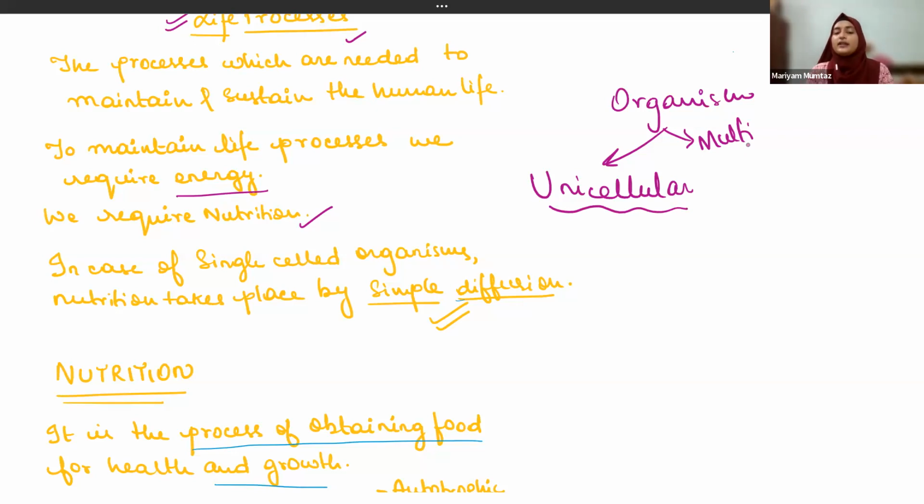So now, in the case of unicellular organisms, the organisms that have just a single cell as their whole body, they procure their nutrition by simple diffusion. Since their body type is so simple, with one cell, they do not need a proper digestive system or a proper circulatory system. None of that is needed in their body. Why? Because their body organization is very simple. So how do they get their nutrition? The single-celled organisms get their nutrition by the process of simple diffusion.